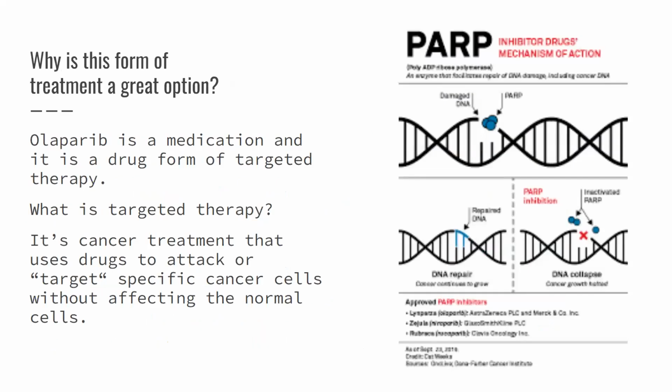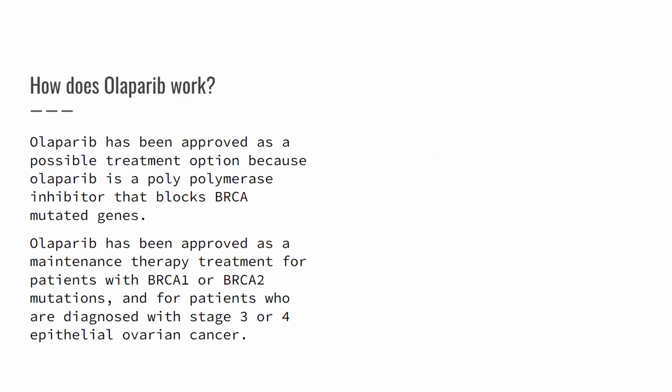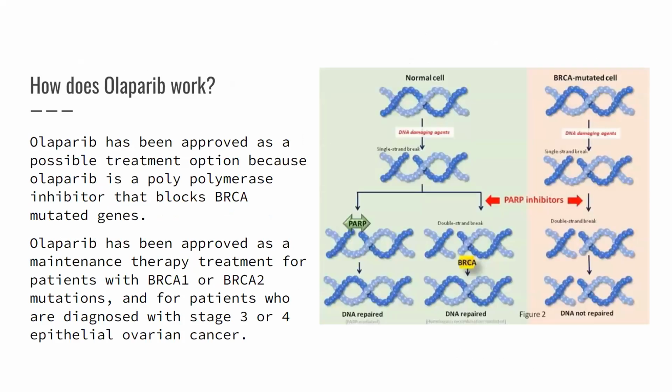So why is this form of treatment a great option? Well, Olaparib is a drug type called targeted therapy. So what is targeted therapy? It's cancer treatment that uses drugs to target specific cancer cells, and the drug doesn't affect your normal healthy cells, which is awesome. You can see here on the right-hand side how Olaparib works. And now we're going to talk about how it works.